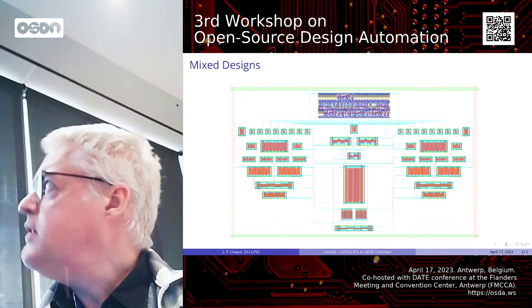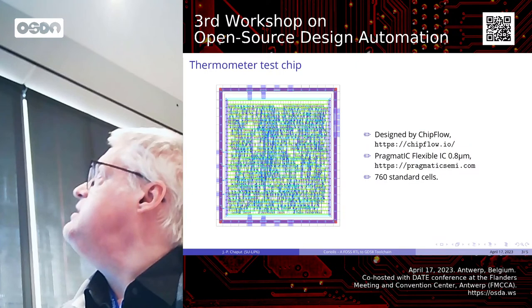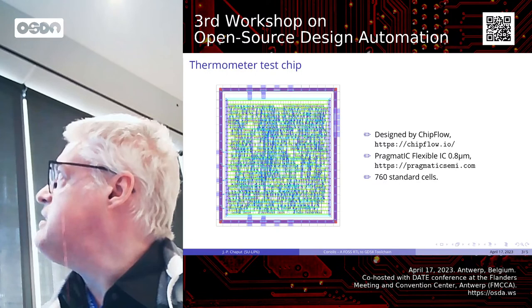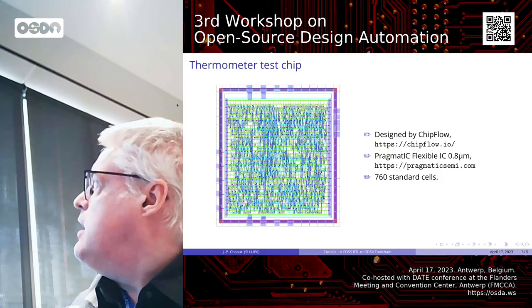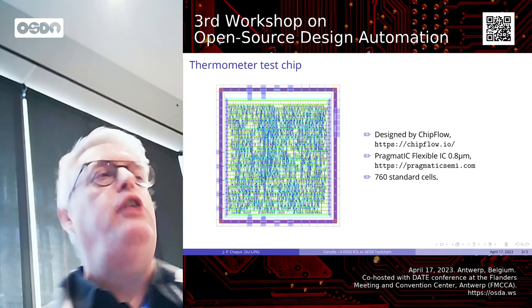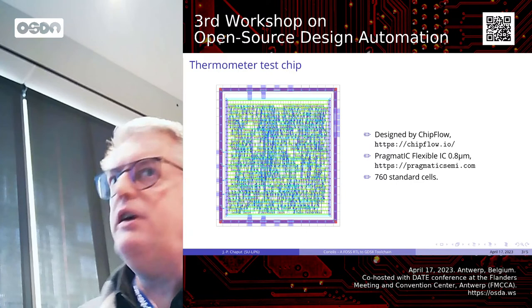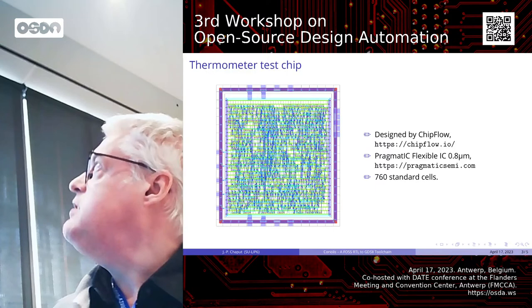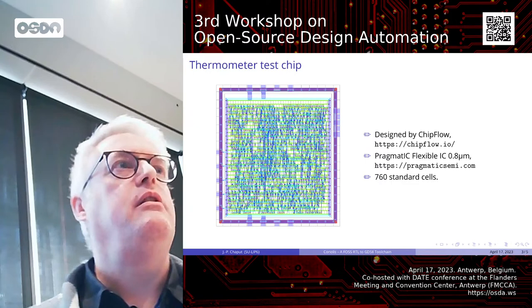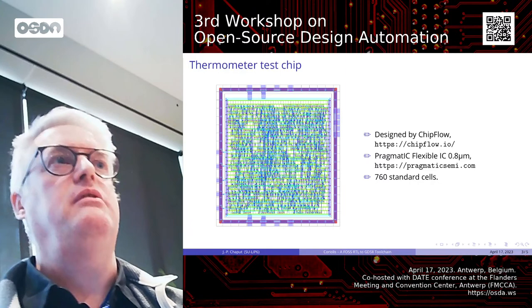So next, what we did very recently is this small test chip with the Pragmatic technology. It's only a very small one, 760 standard cells. It's a small thermometer, and it was made by Pragmatic with their flexible technology. It's a four metal layer technology, of which two are available for routing. So it's a bit tough for the router because it has only two metal layers for routing, and it was still able to complete the over-the-cell routing. And the chip was made and it did work the first time, with a yield of around 70%. So it was very interesting.